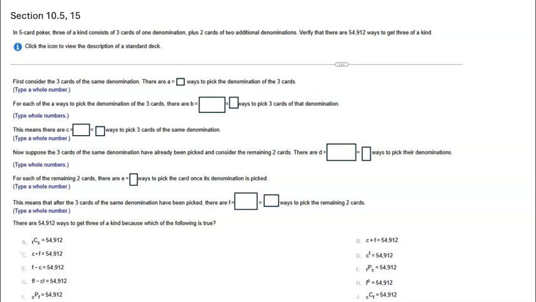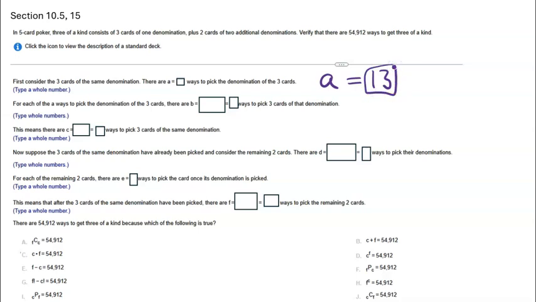All right, so first, consider the 3 cards of the same denomination. There are A equals, so I'm going to make sure I use my variable again because that's where they really confuse me, equals how many ways to pick the denomination of the 3 cards? Well, there's 13. That's that combination of 13 choose 1 that I had. So the answer to this first one is definitely 13.